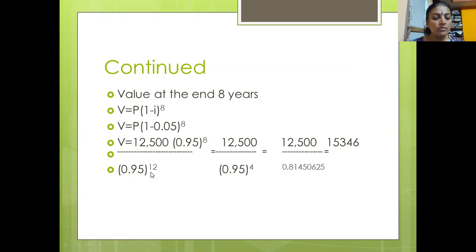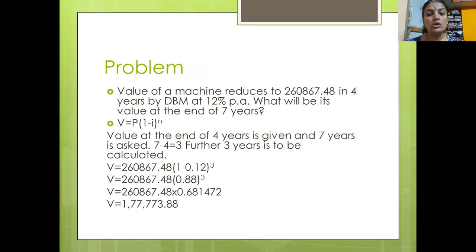How much will it become? 12 minus 8, that means 0.95 to the power of 4 will remain, and 12,500 divided by this. If you calculate 0.95 raised to the power of 4, you will get the value 0.81450625. So 12,500 should be divided by this, and you will get 15,346 as the value. So go through the solutions once again. Once again, go through the explanations and you will understand how we have solved it.